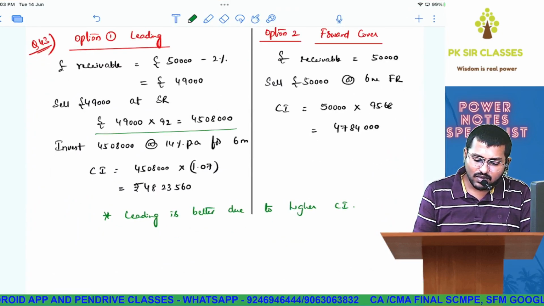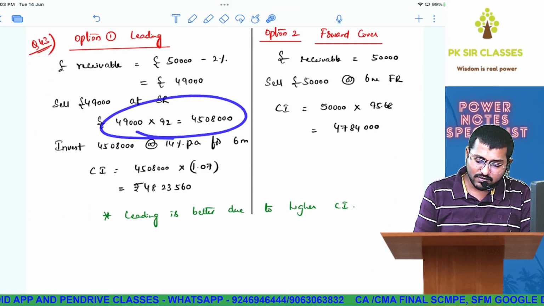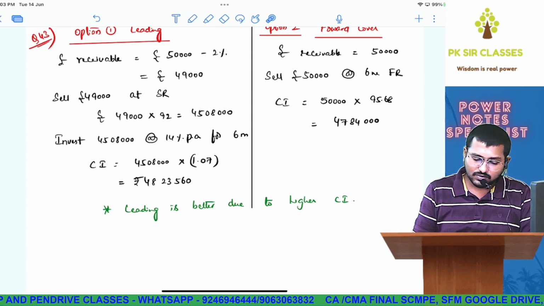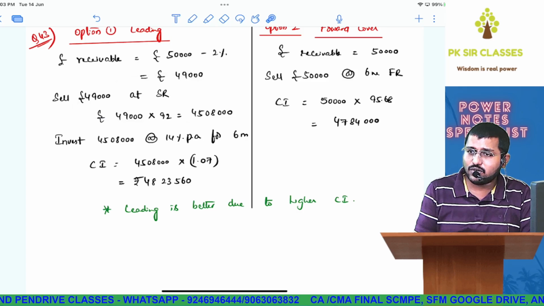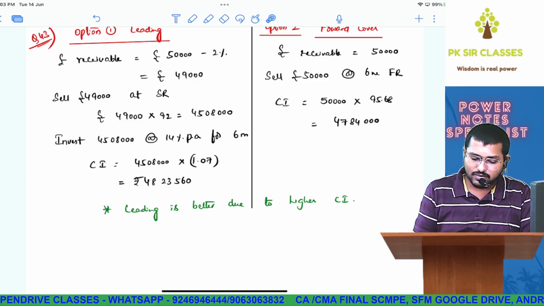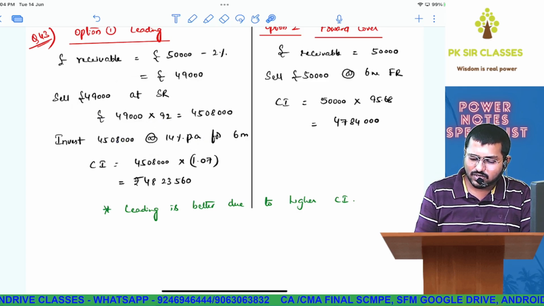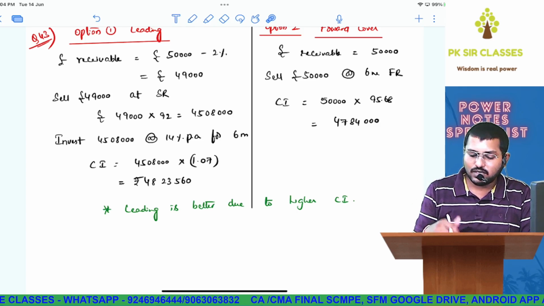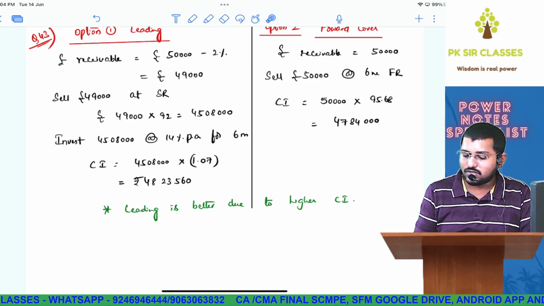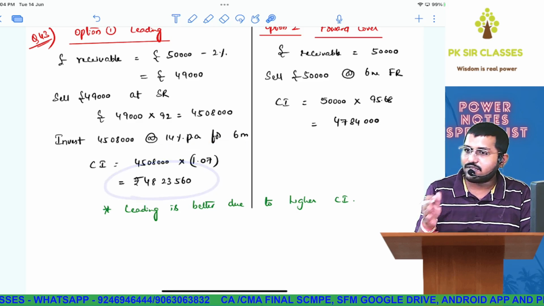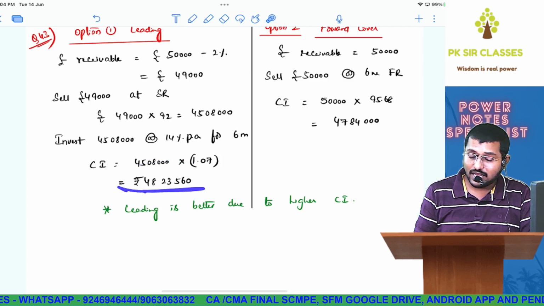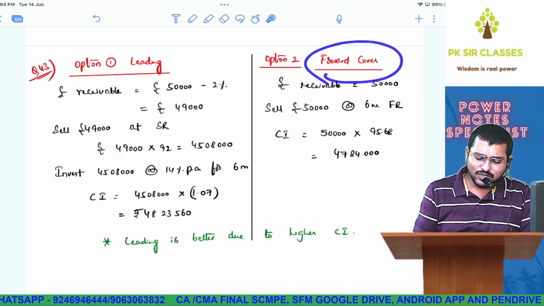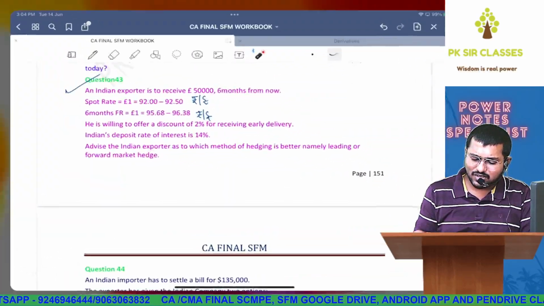Once you get the inflow today itself, which you should actually have got after 6 months, you'll invest it for a period of 6 months and you get 6 months' interest. Ultimately, after 6 months, your cash inflow will be 48,23,560. When it comes to forward cover, all these transactions are not necessary.